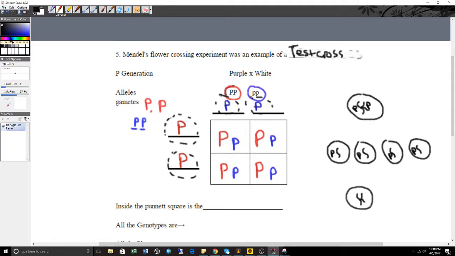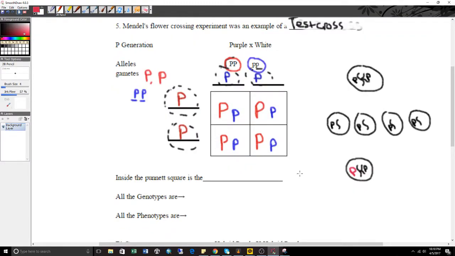Now one of those chromosomes has the little p, and one of those chromosomes has the big P. So this is our offspring. So all these offspring are heterozygous, which means different alleles. And by different, it just means whether it codes for a dominant or recessive trait. So this one codes for purple, and this one codes for white.